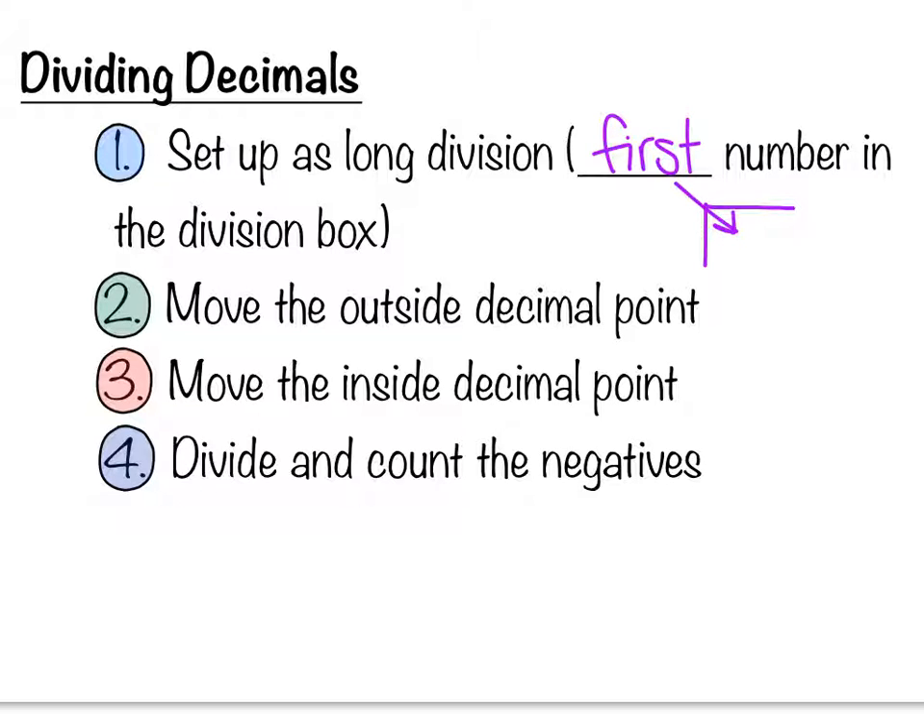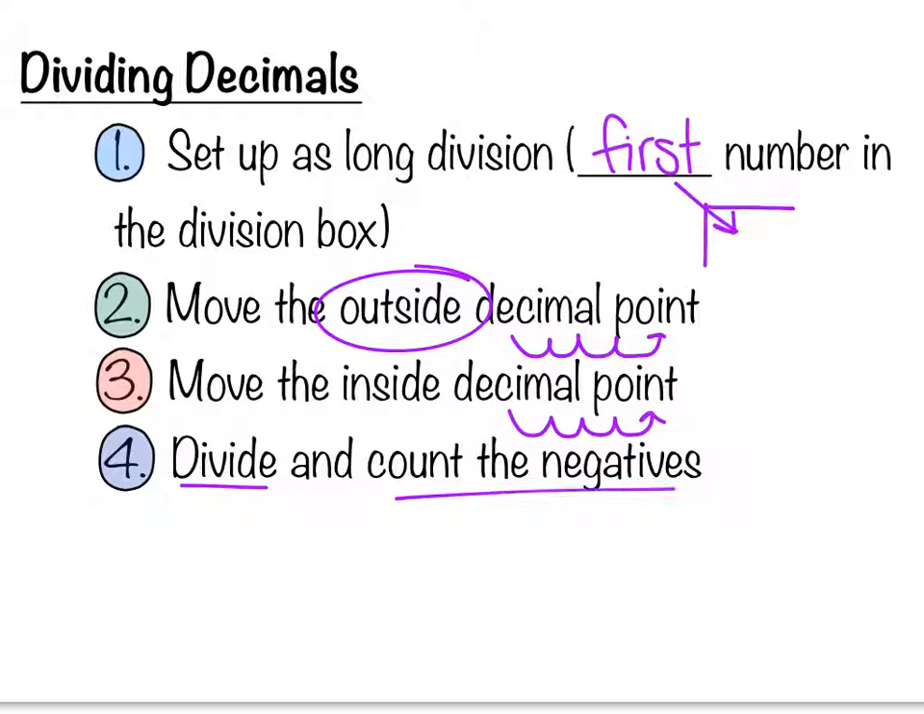Then you're going to look at that second number, the one that's on the outside, and you're going to ask yourself, do I need to move the decimal point? We don't want that outside number to have any decimal points. So if it does, you're going to slide it over as many times as it takes to get to the end, which hopefully is not 4 times. That'd be a really big number. And then you're going to move the inside decimal point the same number of times, and then you're just going to divide like normal and count the negatives.